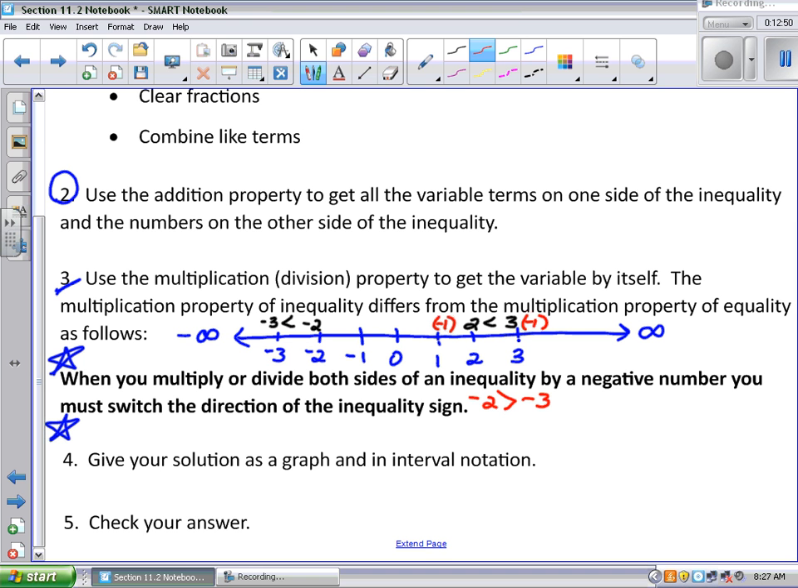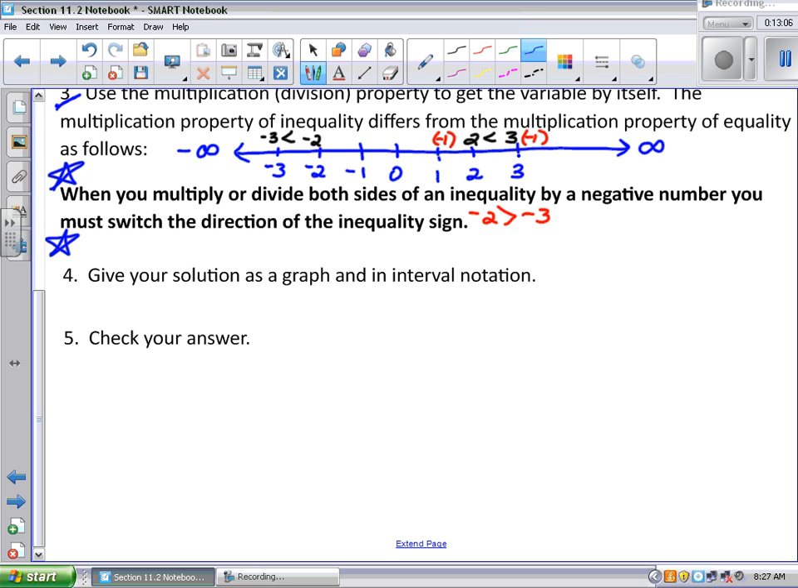So notice when we multiply by a negative number, it switches the order that we have. That works with both multiplication and division. So that's an important step to remember. The other thing that's going to be different is when we give our solution, we're going to give the solution as a graph and in interval notation.